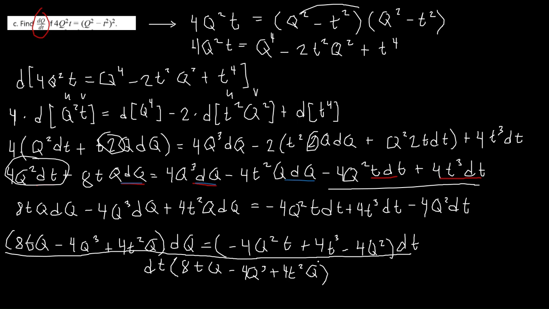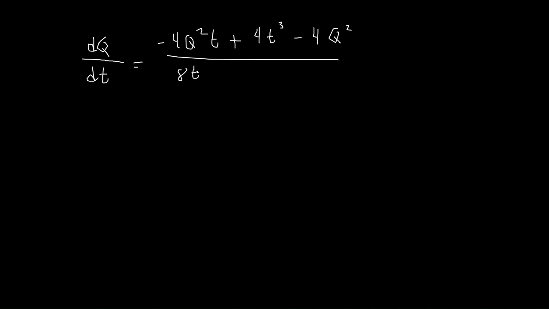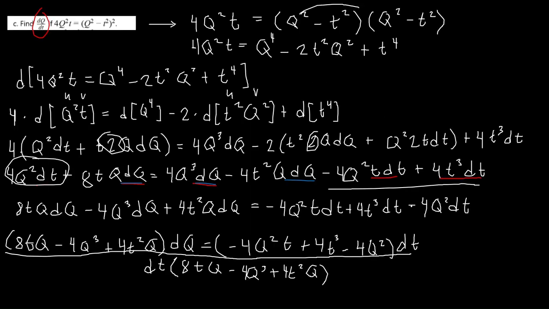So dq over dt is going to be negative 4q squared t plus 4t cubed minus 4q squared over 8tq minus 4q cubed plus 4t squared q. Is that correct? And yes, it is.